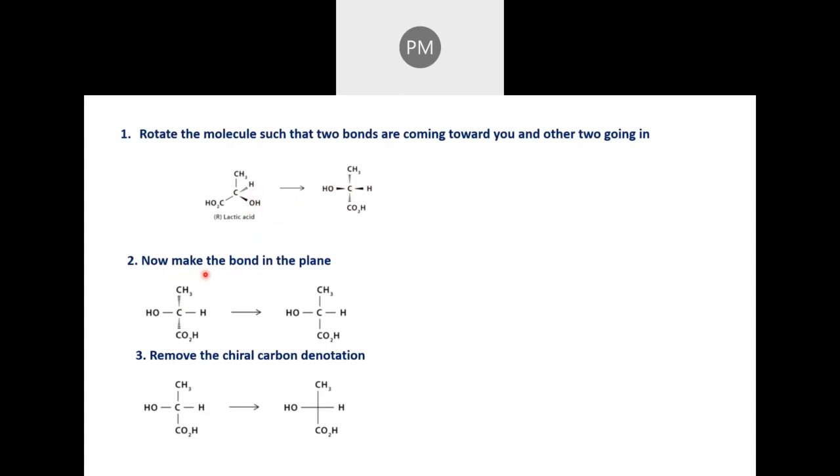Now we have to make the bonds in the plane. We have to put all the carbons in the plane, and after that we denote the chiral center as C. Then we remove that C, and this will be our Fischer projection. So from this OH projection, we come to this, which is the Fischer projection.